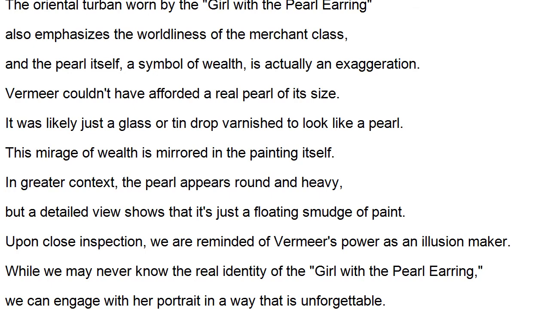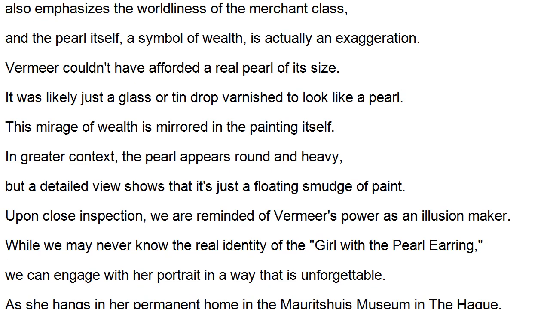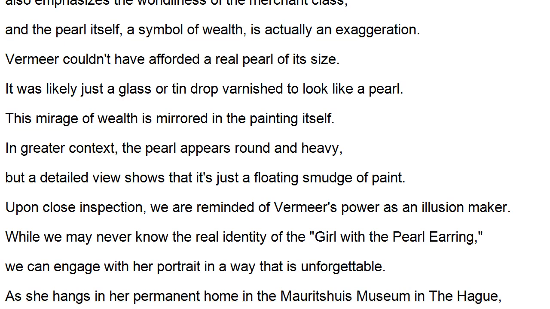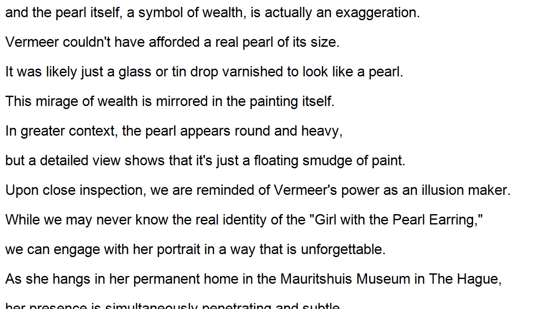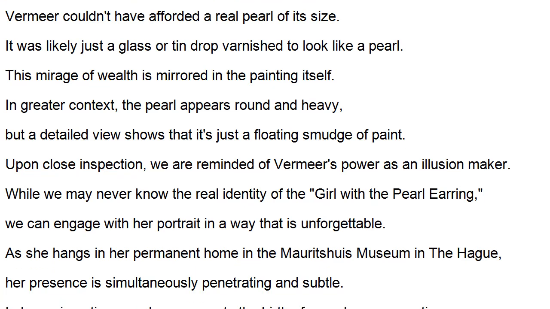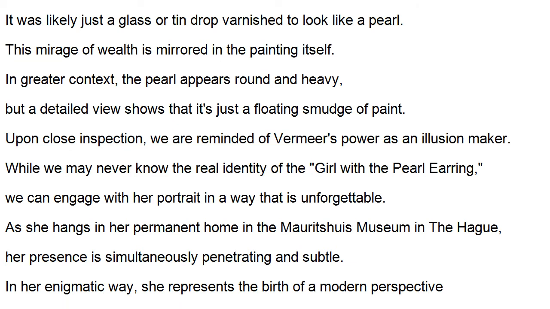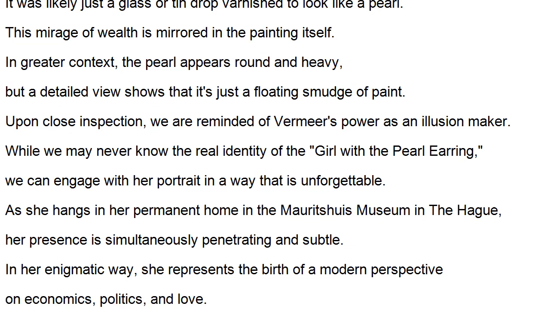It was likely just a glass or tin drop varnished to look like a pearl. This mirage of wealth is mirrored in the painting itself. In greater context, the pearl appears round and heavy, but a detailed view shows that it's just a floating smudge of paint. Upon close inspection, we are reminded of Vermeer's power as an illusion maker.